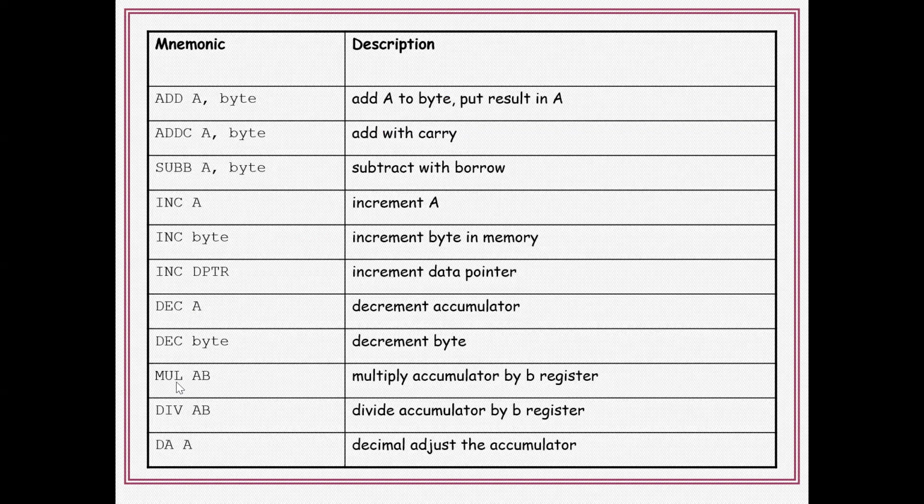MUL performs the multiplication operation. DIV, division operation. DA, decimal adjust. Here the specified register is A, so decimal adjust after addition. In this instruction, A is the default operand.